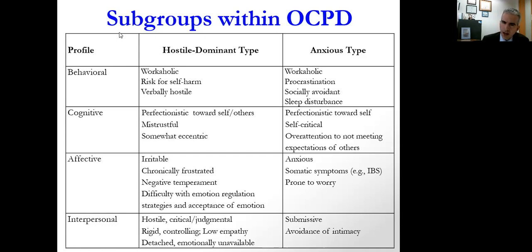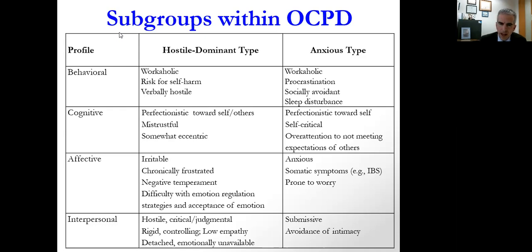On the cognitive level, in terms of their thinking, the hostile dominant type is more perfectionistic towards both themselves and other people. So they might be mistrustful of other people, somewhat eccentric at times, whereas the anxious type is mostly inward perfectionist towards themselves, self-critical, which can also impact their mood. They over-attend to not meeting the expectations of other people.